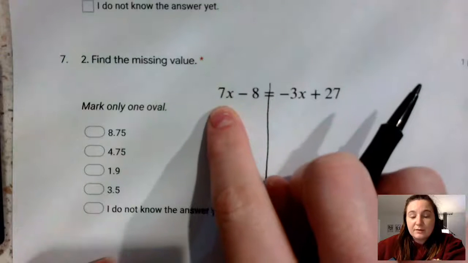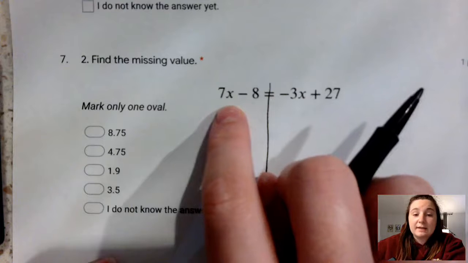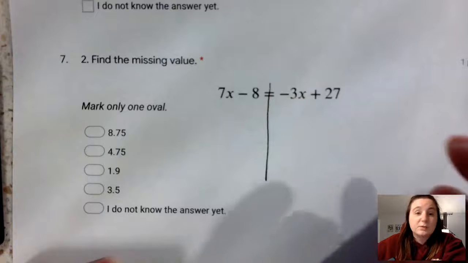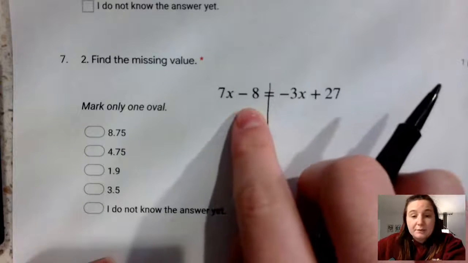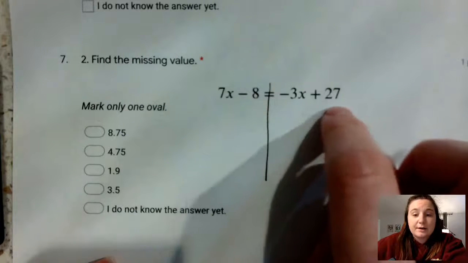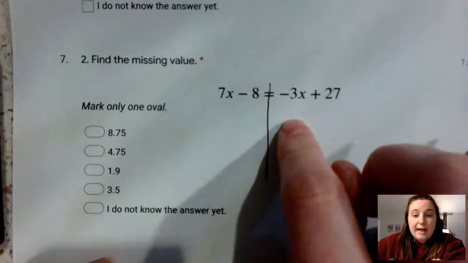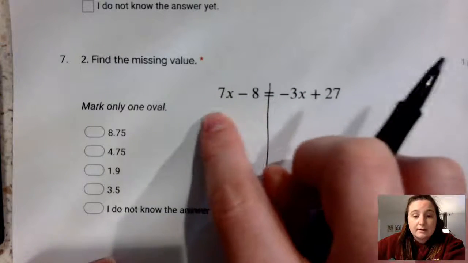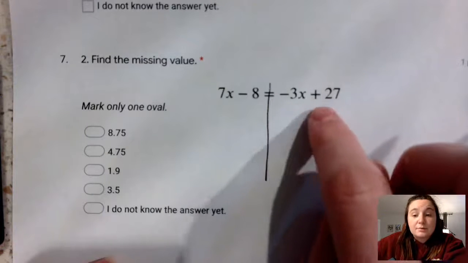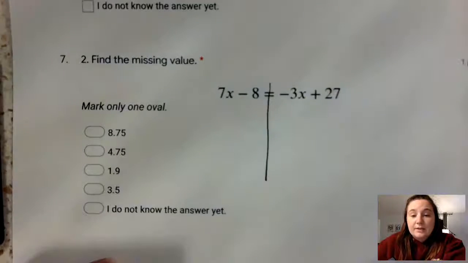So if I start by moving the 7x is positive, so I would want to subtract 7x from both sides, from here and from here. So that's one option. My second option is to get rid of the minus 8 by adding 8, and I would add 8 to here and to here. My third option is to get rid of the minus 3x by adding 3x to here and to here. And my final option is to get rid of the plus 27 by subtracting 27 to both sides, here and here. And so those are our options.